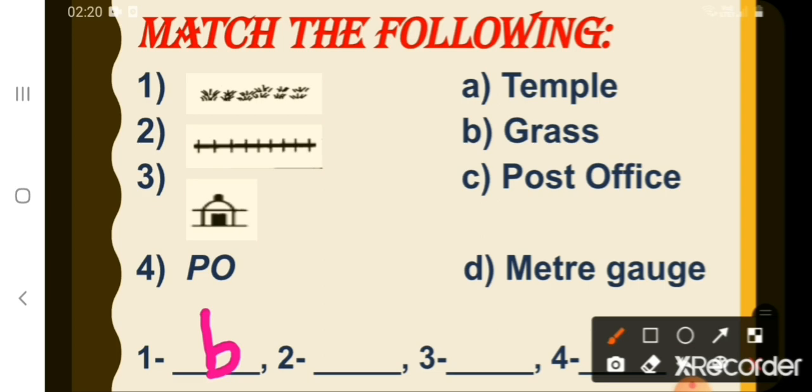Identify the second symbol now. Yes, it is meter gauge. So we'll write there D. Third symbol is of temple. Correct. We'll write A. And what is the fourth symbol of? It is of post office. So we'll write there C.